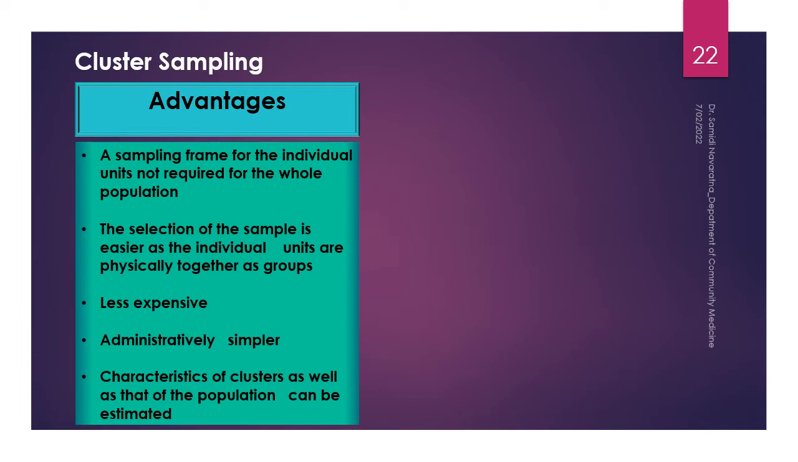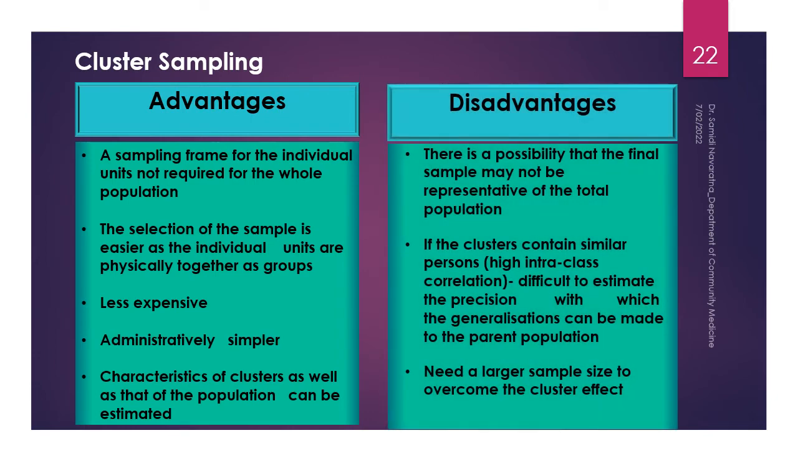So then what are the disadvantages? There is a possibility that the final sample may not be representative of the total population. So there's just a chance. If the clusters contain similar persons, that is, as we discussed, if the intra-class correlation is very high, then it's difficult to estimate the precision with which the generalizations can be made to the parent population. Because of that reason, we need to take a large sample to overcome this cluster effect, or the so-called design effect.